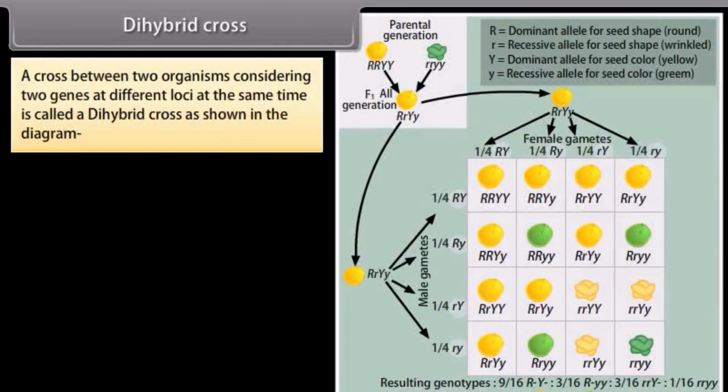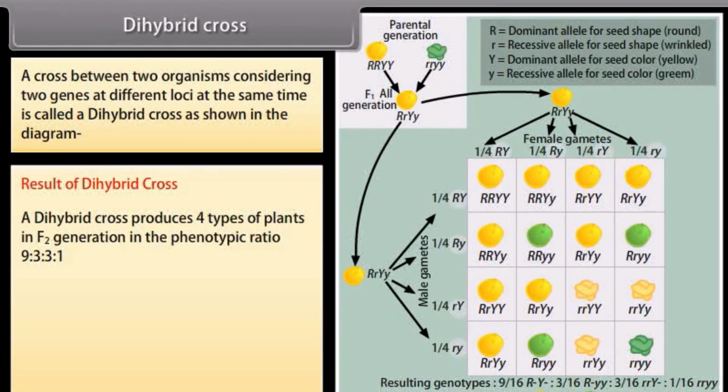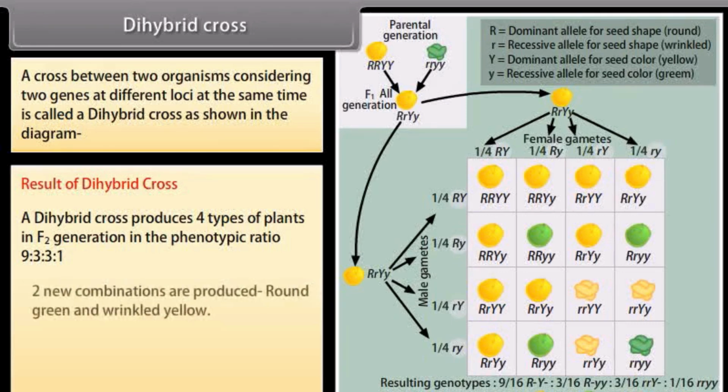Dihybrid cross. A cross between two organisms considering 2 genes at different loci at the same time is called a dihybrid cross, as shown in the diagram. Result of dihybrid cross. A dihybrid cross produces 4 types of plants in F2 generation in the phenotypic ratio 9:3:3:1. 2 new combinations are produced, round green and wrinkled yellow.